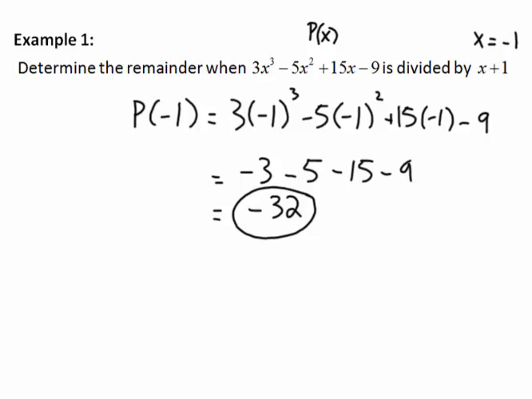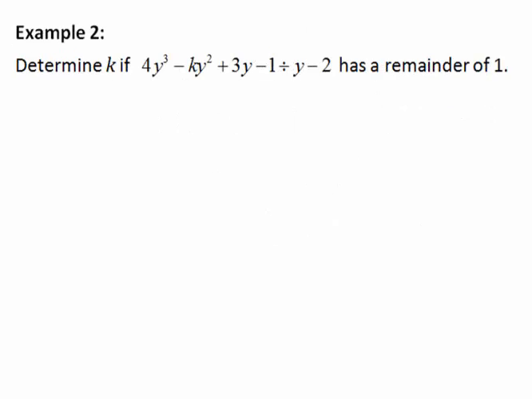Now we may use the remainder theorem just to find the remainder. We may also use it in a situation like this. We're given the remainder. Again, here is our polynomial. This time it's p of y, and the a value we're going to put in, the y value, is 2. Now we're told that the remainder is 1. So when we put 2 in for y, we know we're going to get 1. That's going to help us find this k value.